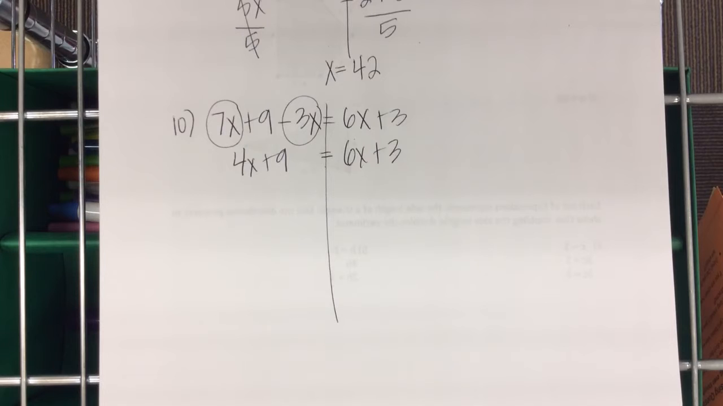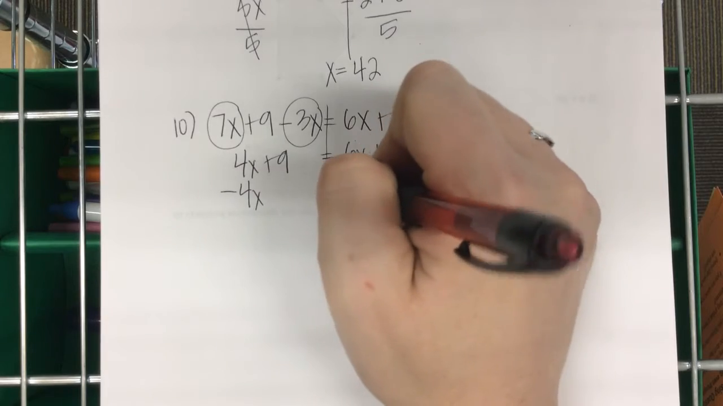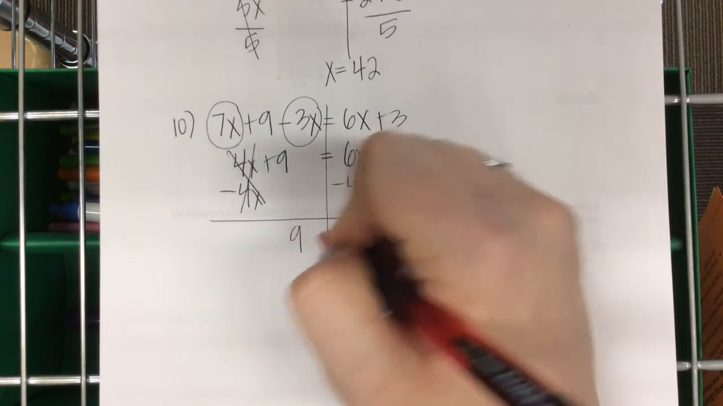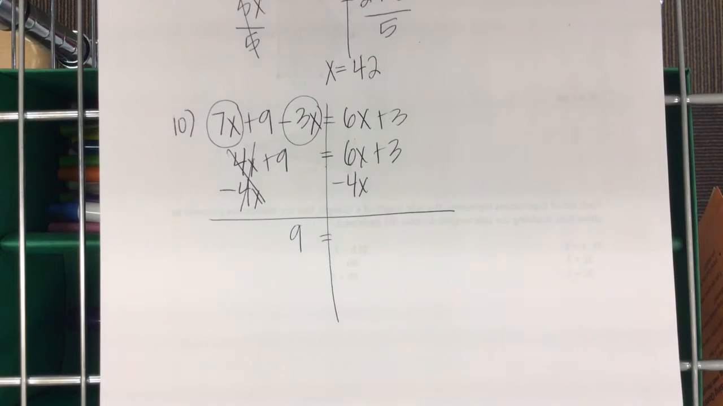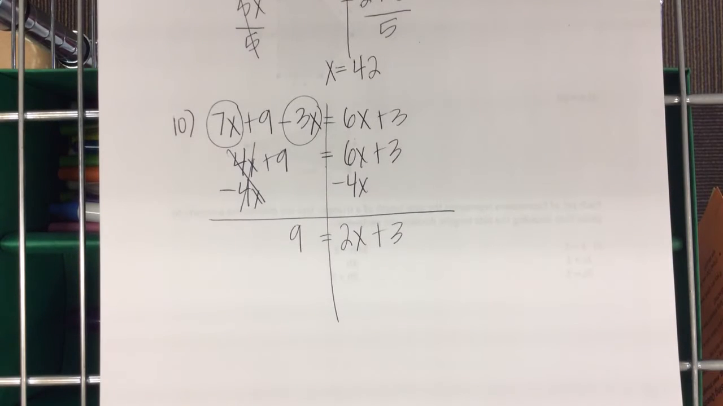Now, this problem's a little bit interesting because it also has variables on both sides. I move the smaller variable. It doesn't really matter which one you move, but to me, it's easier to move the smaller one. I've got 4x and I've got 6x, so I'm going to move the 4x. I'm going to subtract 4x. On the left side, I'm left with 9 equals the right side 2x plus 3.